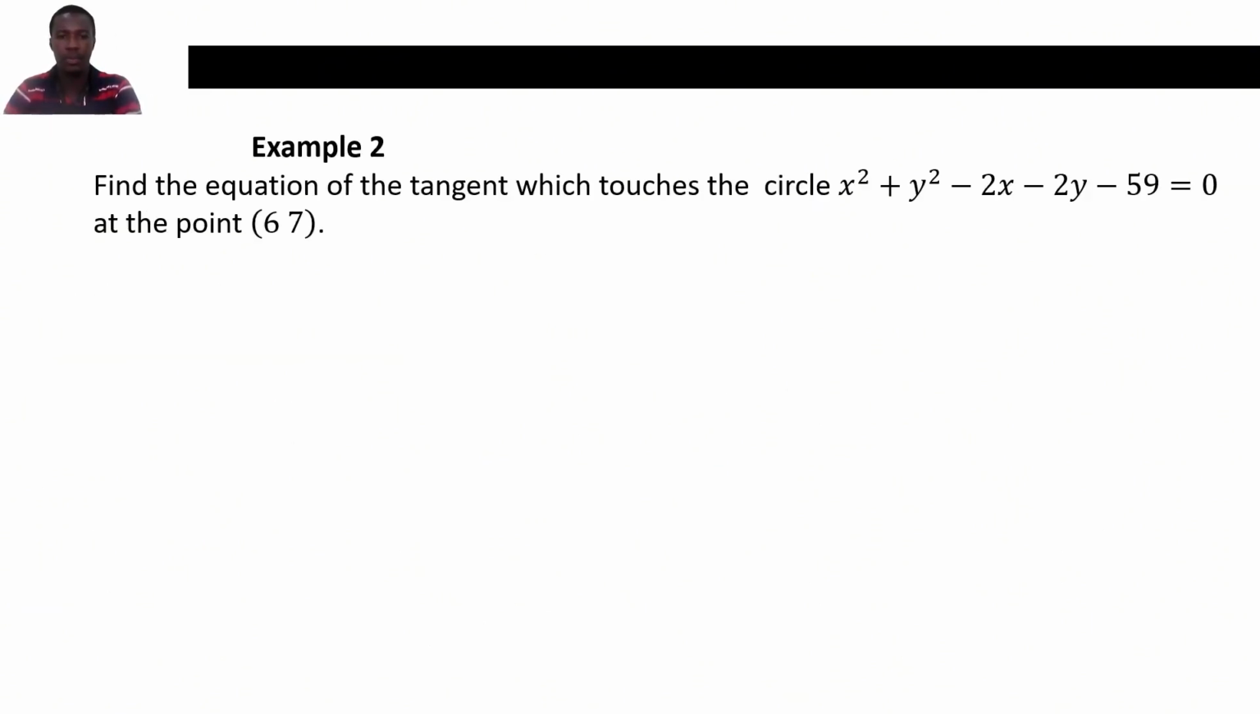Example 2. Find the equation of the tangent which touches the circle x squared plus y squared minus 2x minus 2y minus 59 is equal to 0 at the point (6, 7). Okay, so let's solve.